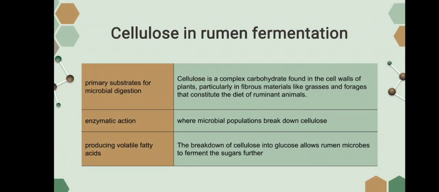Cellulose in rumen fermentation. Primary substrate for microbial digestion. Cellulose is a complex carbohydrate found in the cell walls of plants, particularly in fibrous materials like grasses and forages that constitute the diet for ruminant animals. Enzymatic actions, where the microbial population breaks down cellulose, producing volatile fatty acids. The breakdown of cellulose into glucose allows rumen microbes to ferment the sugars further.